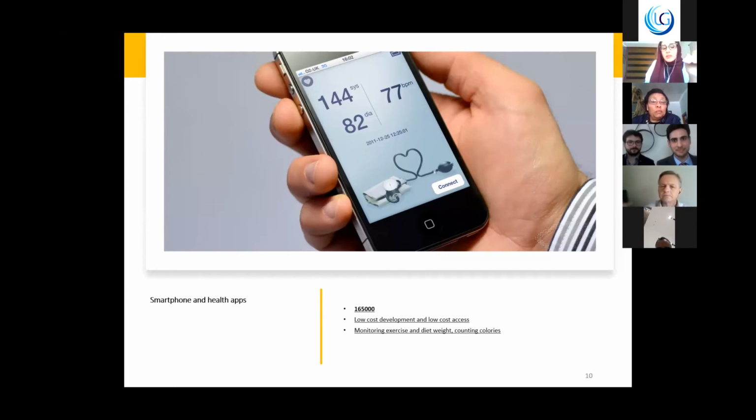Smartphone and health apps are actually declared by WHO as one of the best practices to communicate health. There are more than 50,000 health apps available for everyone in the Android or Apple store. What I like about these apps is that some of them are free, and they are considered low cost if we compare them with other innovations.